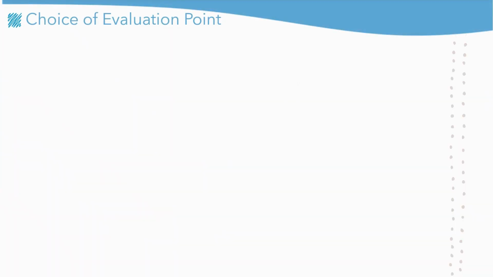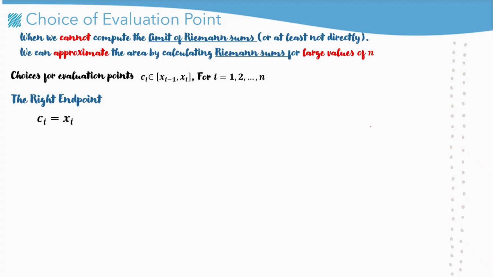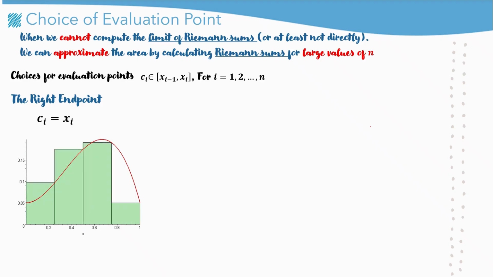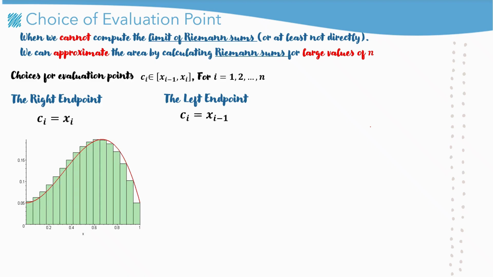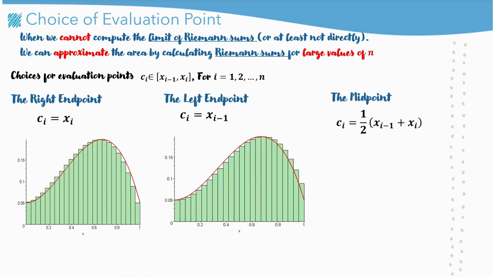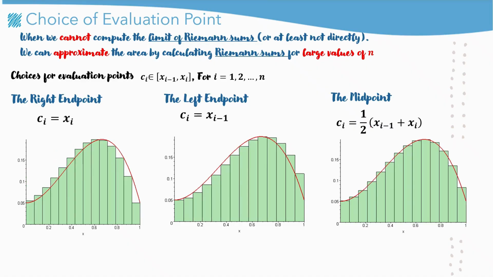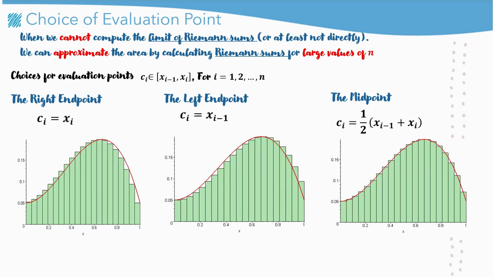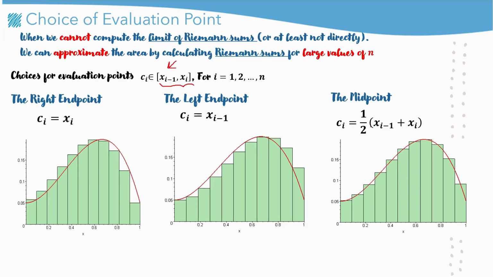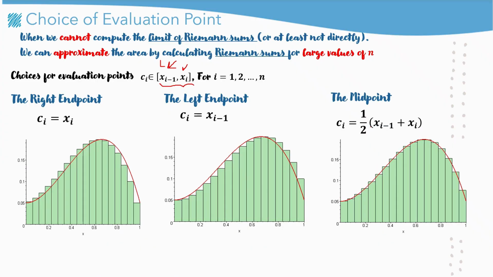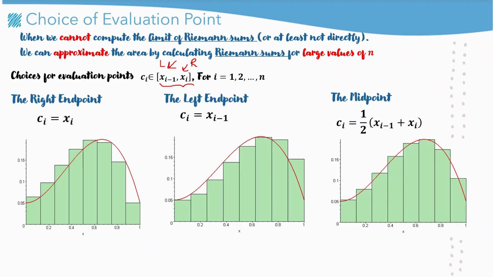Evaluation points using left endpoint, right endpoint and midpoint. For the right endpoint, what will be the evaluation point? It is nothing but xi. For the left endpoint, xi minus 1. What about the midpoint? It's the average of both, which is half of xi minus 1 plus xi. You can remember using the closed interval. This is your left endpoint and xi is your right endpoint. How will you recall your midpoint? That's the average of the left and the right.